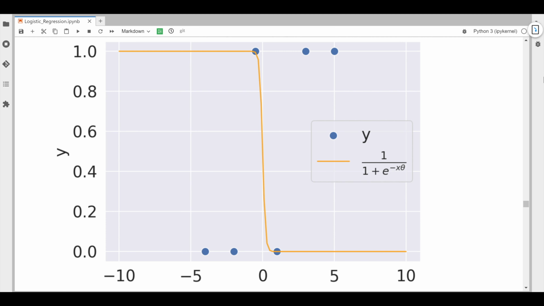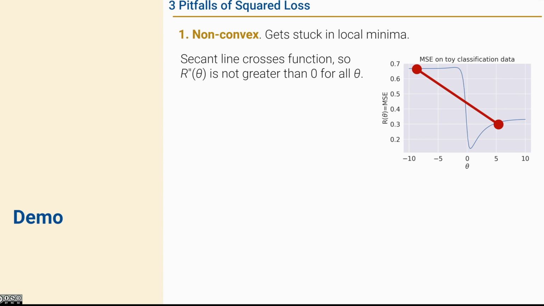But there's a couple other issues. So let's pop back to the slides to discuss these. So we saw in the notebook that one of the issues was we may not always find the correct minimum. And the mathematical way to describe this problem is actually because the mean squared error function is non-convex.